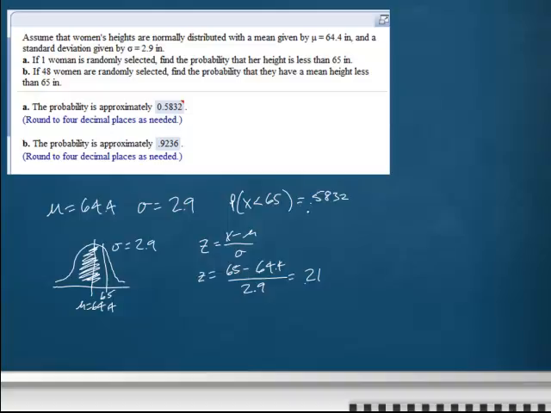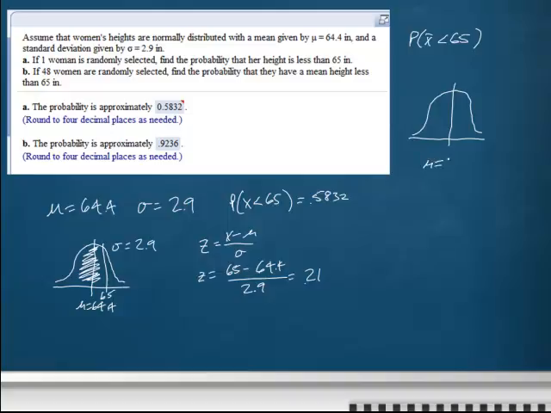Now the next question is, if 48 women are randomly selected, find the probability that they have a mean height less than 65. Now the difference between that question and the question we just answered is the fact that we have a group of 48 women, and we're supposed to find the probability that the sample mean is less than 65. Not the probability that an individual data value is less than 65, but rather the probability that the mean for that group of 48 women is less than 65.